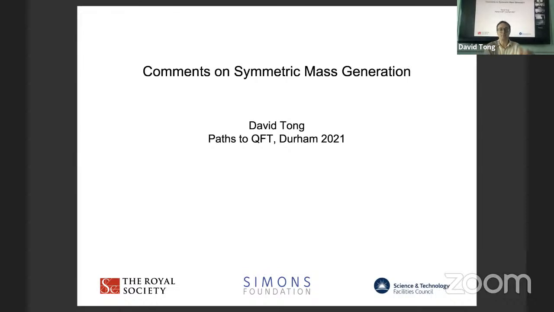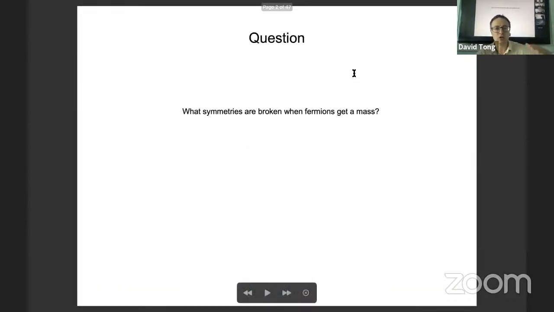Very good. Okay, so I'm going to tell you about some work I've been doing over the past year. To begin with Shlomo Razamat, and then there was another paper I wrote on my own earlier this year. And it's about a very simple question in quantum field theory, which goes by the name of symmetric mass generation. And the question is the following. You take a bunch of massless fermions and you give them a mass. And the question we want to ask is simply what symmetries get broken when fermions get a mass. So it's really sort of a zeroth order question in quantum field theory.